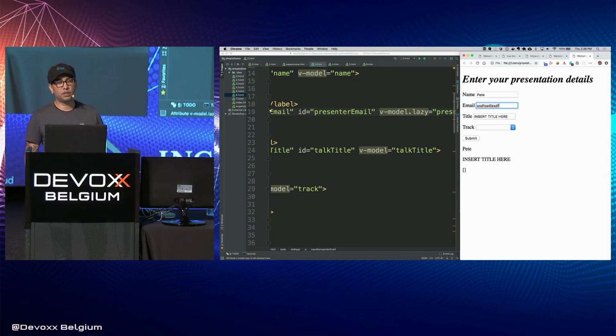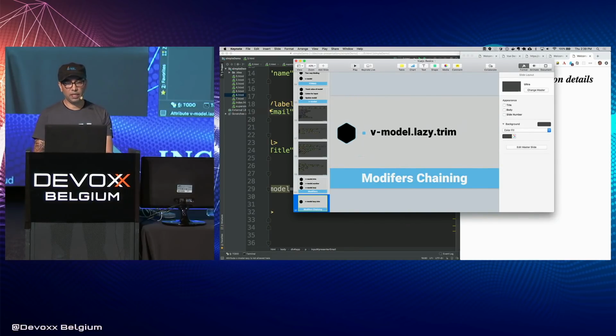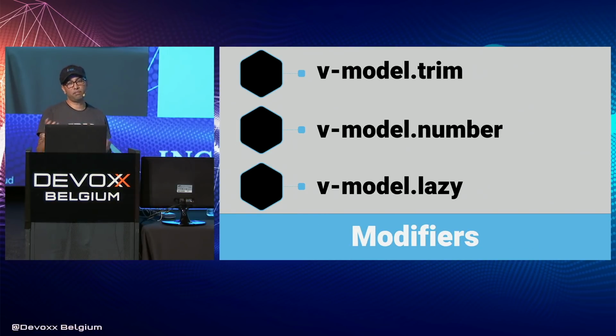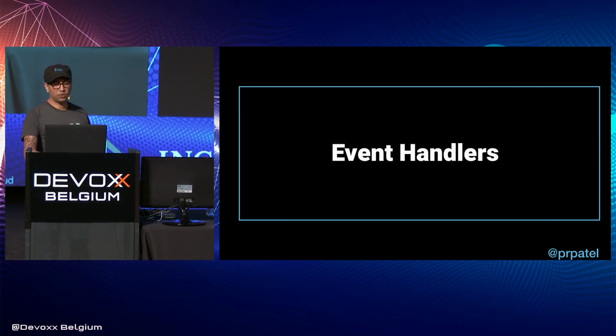Okay. So you can see in this case, it's bound to the model, but it's not actually going to do anything until we ask for it. Okay, so this is another way that we can get a little bit of a performance improvement by saying, as someone's typing into this, we don't actually want to get that value. We'll get that value later when we need it. Okay, so a couple more things. You can do modifier chaining. So you saw we had .trim, .lazy, .number, and we could say v-model.lazy.trim. So we can actually stack or chain these modifiers so that we can directly inline make those changes.